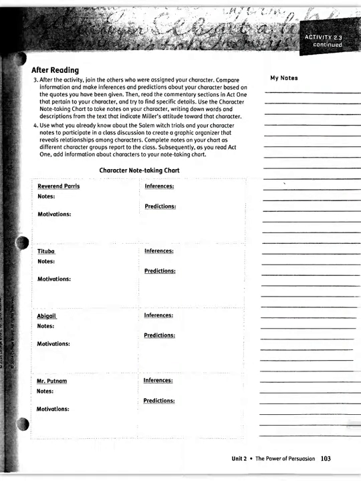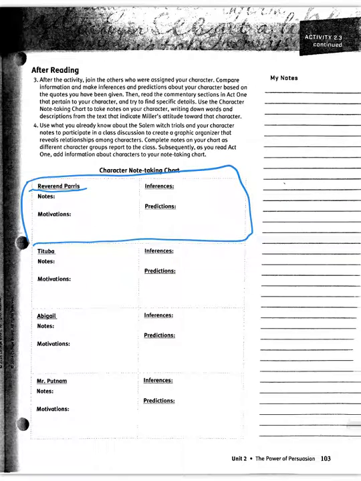Welcome back. Now, while classmates were delivering their dramatic readings of their 3 character lines, all other students were working through this note-taking chart. As you can see, each character has the same 4 boxes on this graphic organizer.